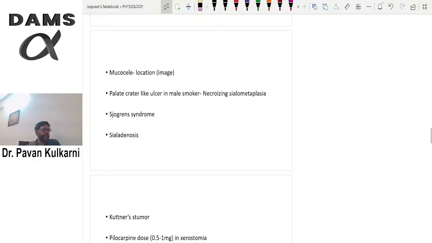Sjogren syndrome question usually comes on its laboratory diagnosis part, particularly the lip biopsy. You are supposed to know about the lip biopsy in case of Sjogren syndrome. That is focus, as we have discussed: whenever you do a lip biopsy, there should be more than one foci of lymphocytes per 4 mm square area. If I take a 4 mm square area, there should be more than one foci.